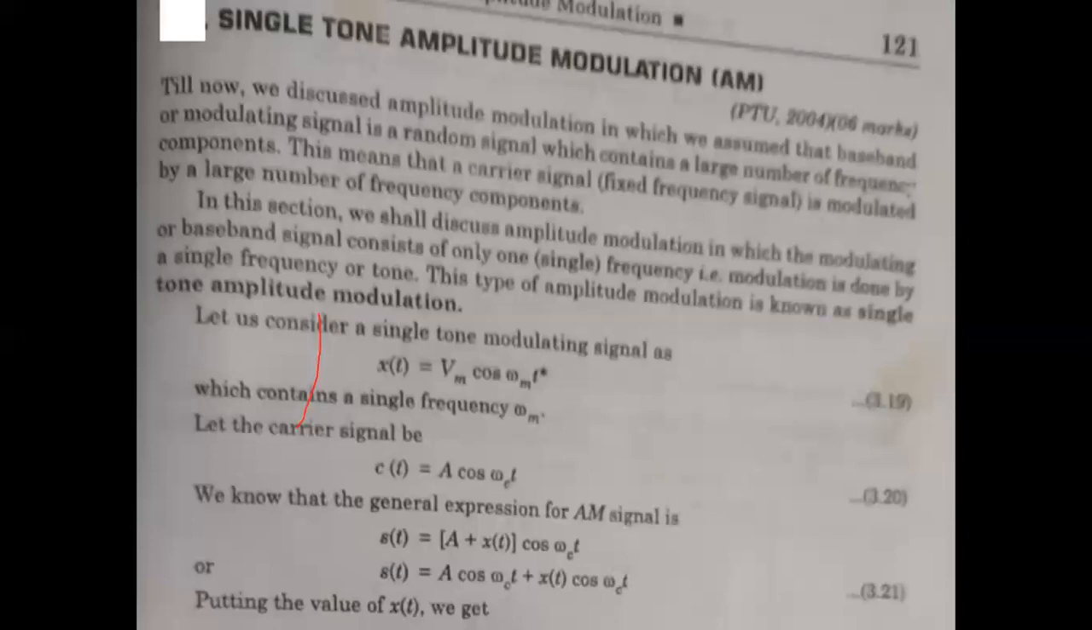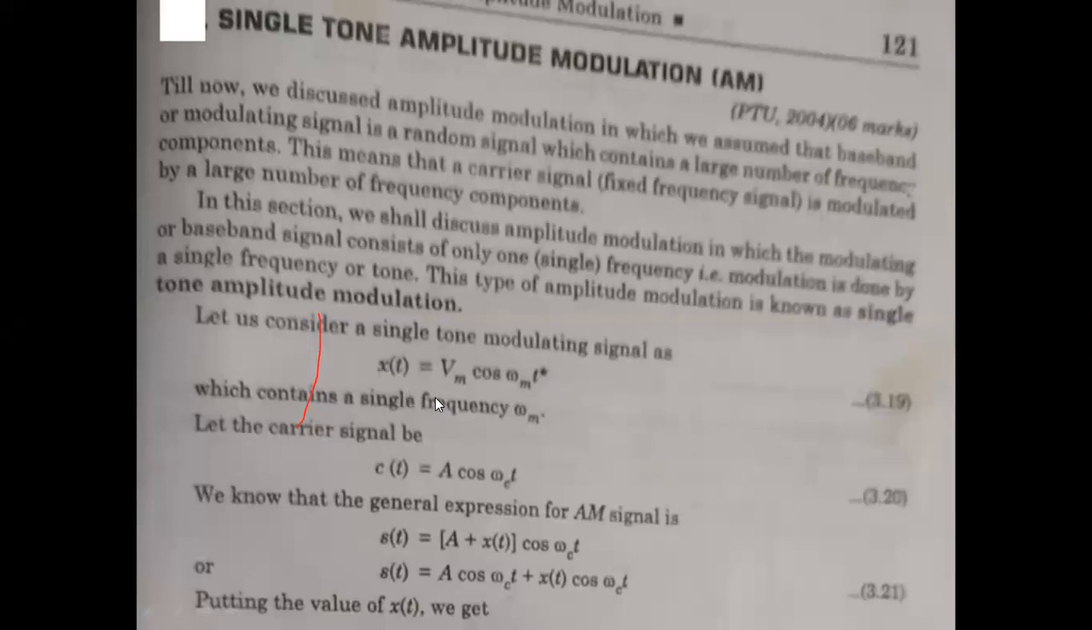Let us see the mathematical equation. Let us consider a single tone modulating signal x of t. As an example, x of t is Vm cos omega m t. This signal x of t is the same as m of t.